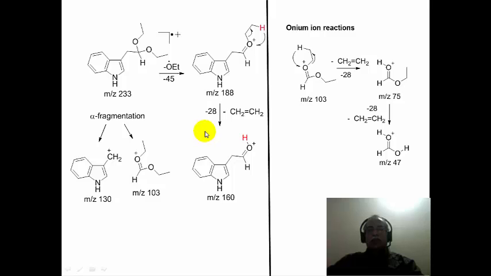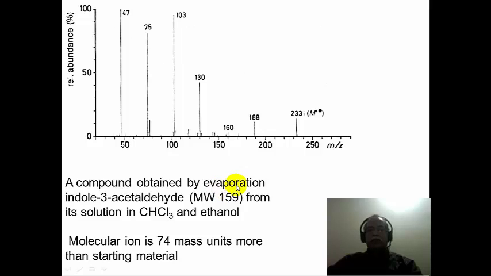Now let us see if the mass spectrum of this particular compound has these fragments, namely 188, 130, 103 and 160. It does indeed have the peaks corresponding to 188, 160, 130 and 103. 103 seems to be a very intense peak, and relatively speaking the other peaks are also not too bad in terms of the intensity, except for the 160 peak.